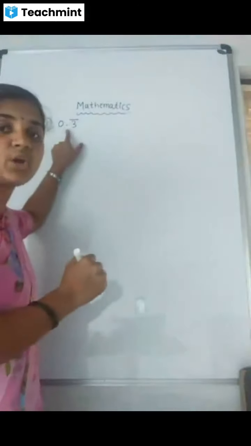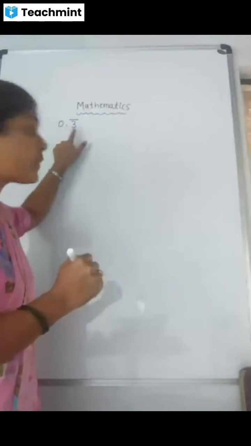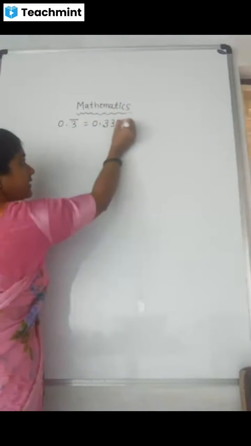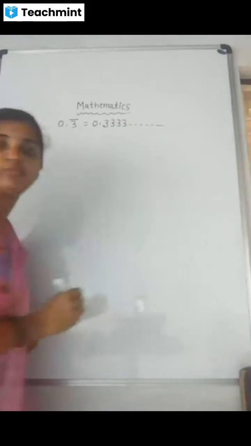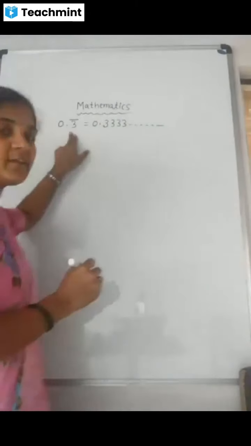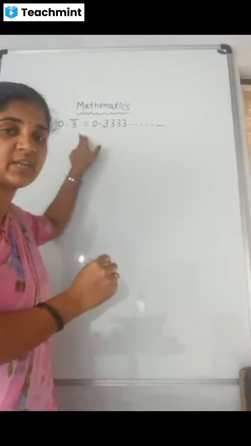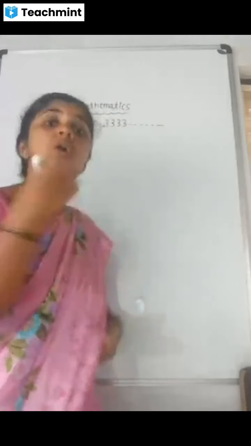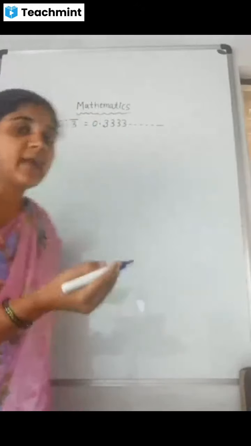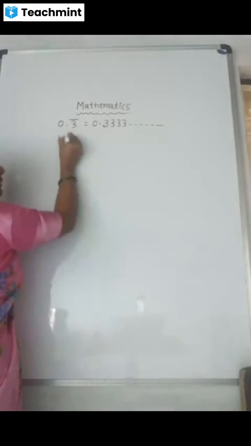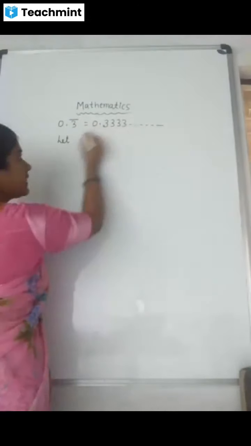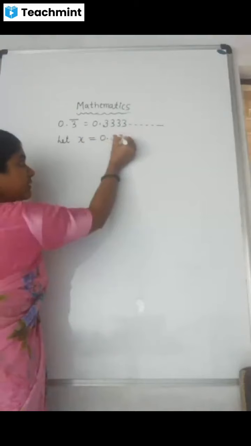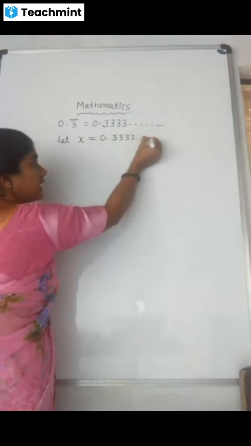Our problem is 0.3 bar, which is equal to 0.33333 so on up to infinity. So this is a non-terminating recurring decimal expansion. We have to express this non-terminating recurring decimal expansion in p by q form. For that, the first step is to write the given problem in the form of x. x is equal to 0.3333 so on.